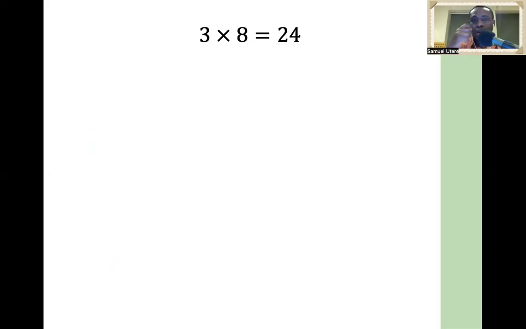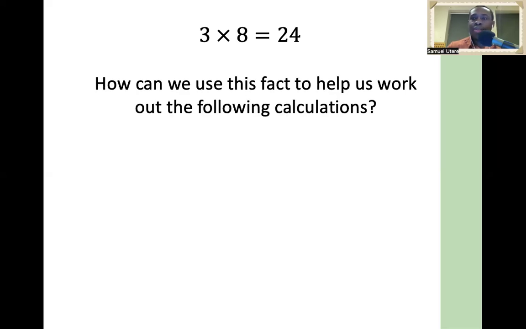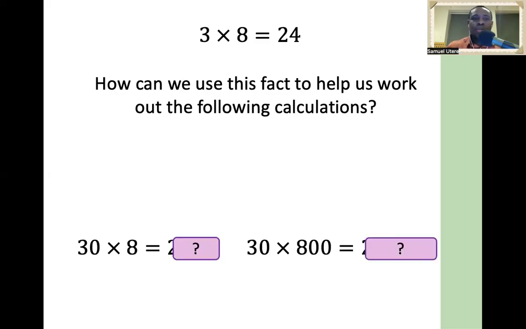Now, what about 3 times 8? Well, we know 3 times 8 is 24. How does this help us? Using some known facts, if we know our multiplication tables, we can use them to answer some questions using some mental strategies. So, for example, if you're asked to work out 30 times 8, we can use the multiplication fact that we know that 3 times 8 is 24 to answer this question.